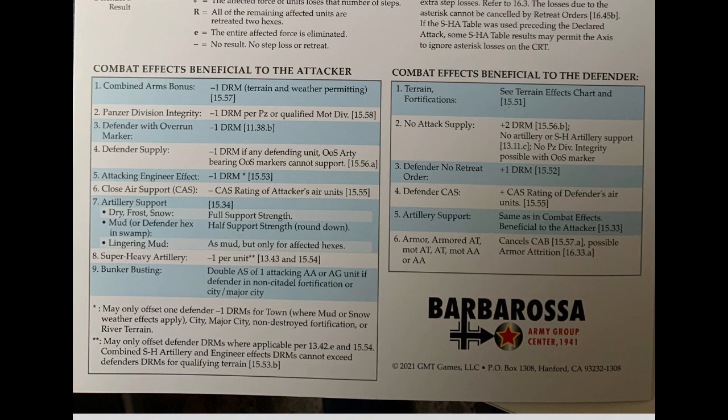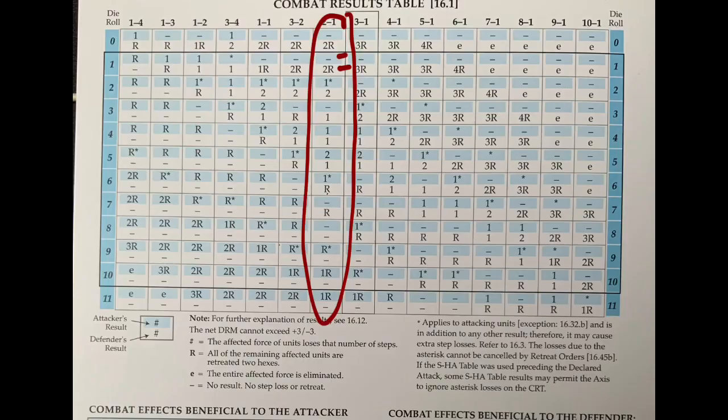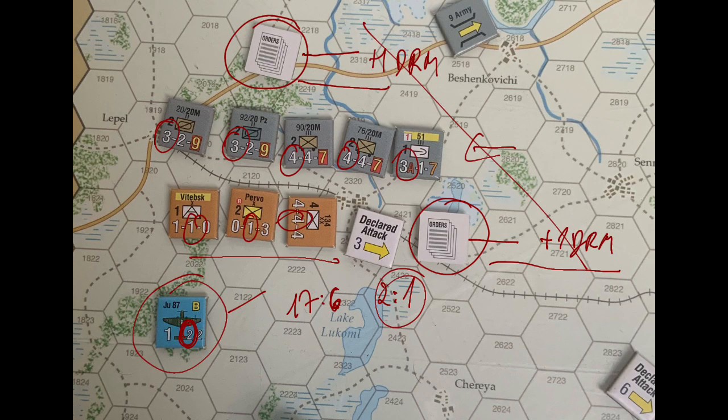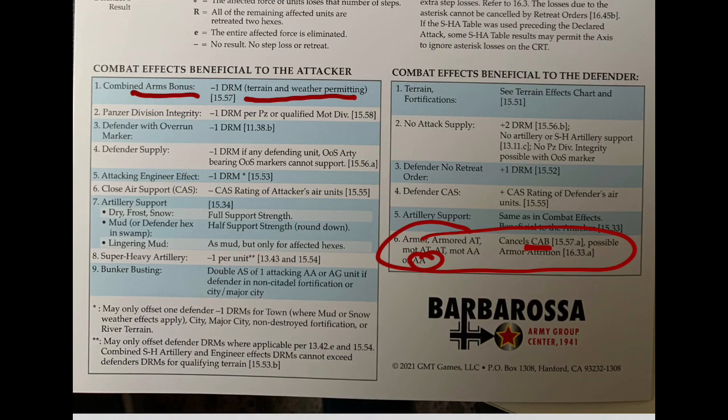For instance, there is the combined arms bonus, which is something you can use if terrain and weather permit. In this case, it's a city, so forget about it. It's also cancelled. Here you can see for the defender, this cancels the combined arms bonus if you have an armor, anti-tank, or anti-air units that can be used as anti-tank too. And actually here you have an anti-air unit, so forget about the combined arms bonus, sorry.